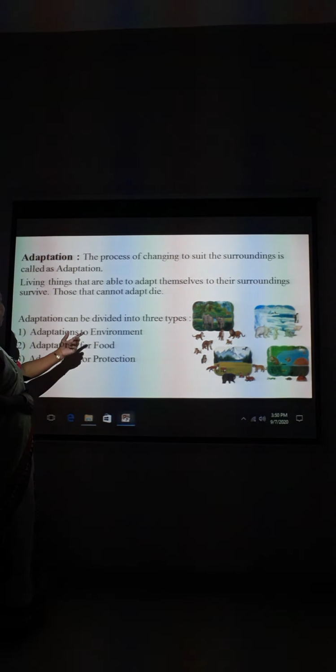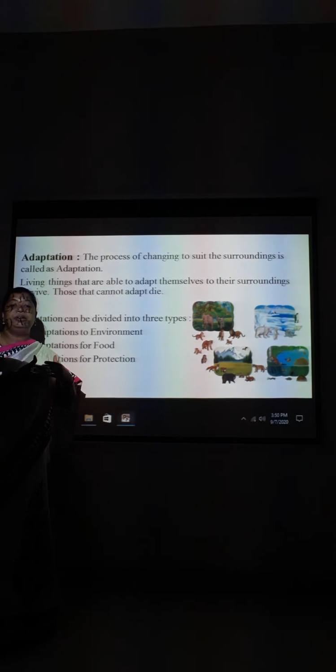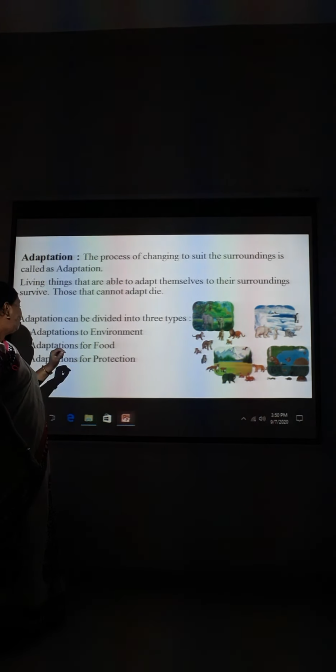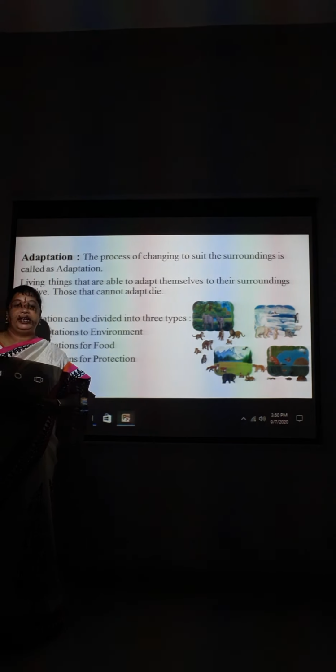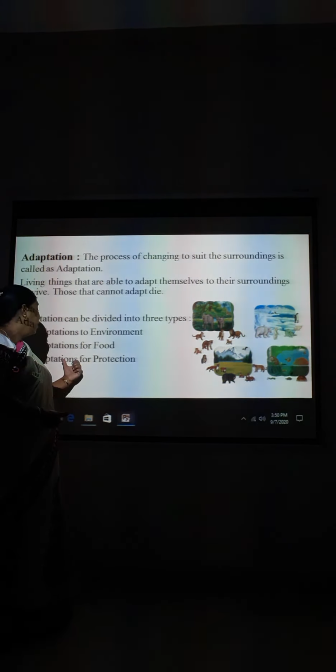Next, adaptation can be divided into three types. Basically, animals tend to change and live according to three types: adaptations to environment, adaptations for food and adaptations for protection. Now what are the three major areas where animals have to adapt, children? First is adaptation to environment. Because they live in the environment, they need to change according to the environment. Then adaptation for food. What food they are eating changes according to the environment, so they need to get adjusted to the food also. At the same time, adaptation for protection. They need to protect themselves. How best can they protect? That also plays a major important role.